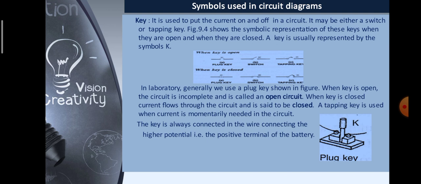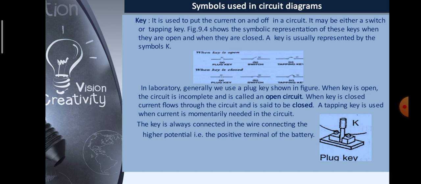Now, what is a key? Look at the diagram. It is used to put a current on and off in a circuit. It may be either a switch or tapping key. The figure shows a symbolic representation of these keys when they are open and when they are closed. A key is usually represented by the symbol capital K. In lab, generally we use a plug key shown in figure.